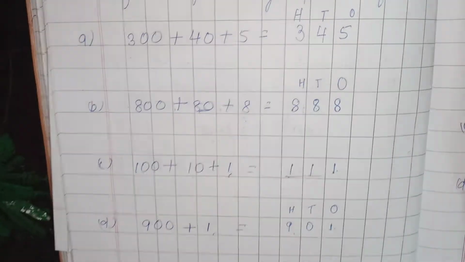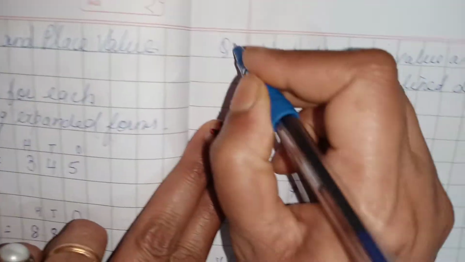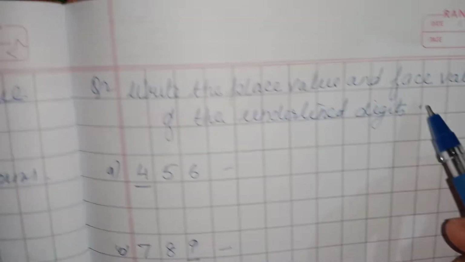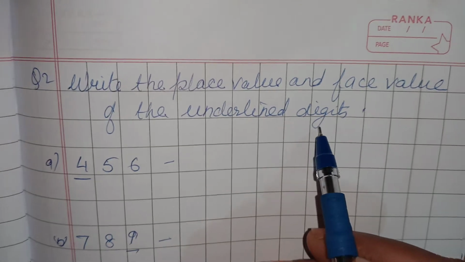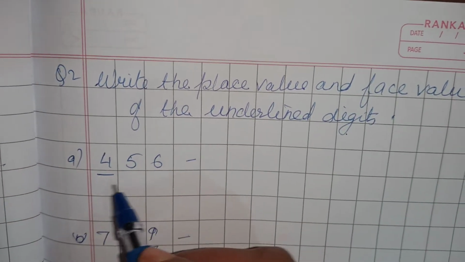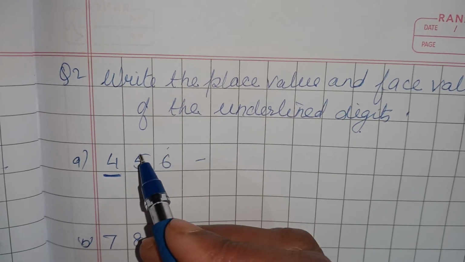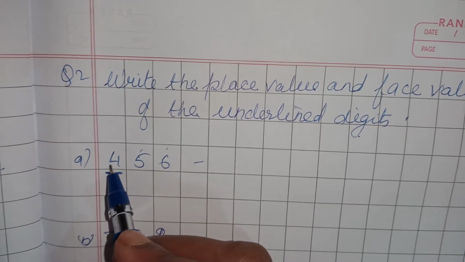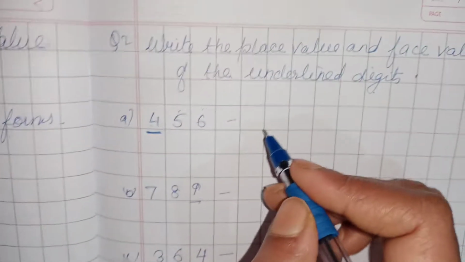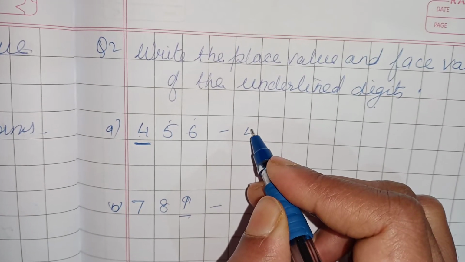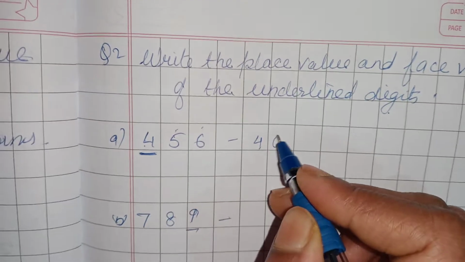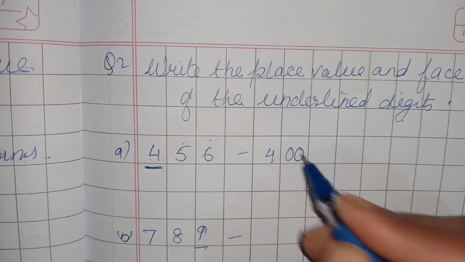Now the next one, today we will do this question. Write the place value and face value of the underlined digits. Now tell me, this 4 is in which place? Ones, tens, hundred. What is the place value of 4? 4 is in which place? Hundred place. So what will be the value? Place value will be 400.